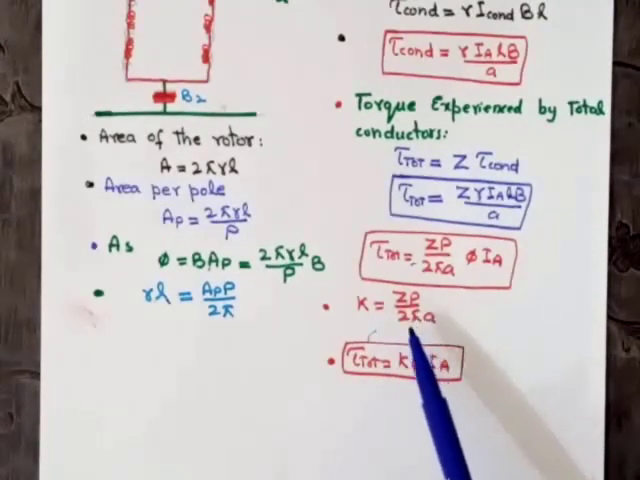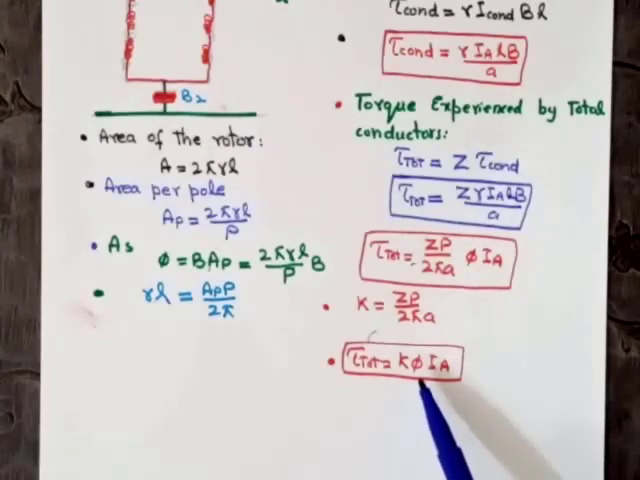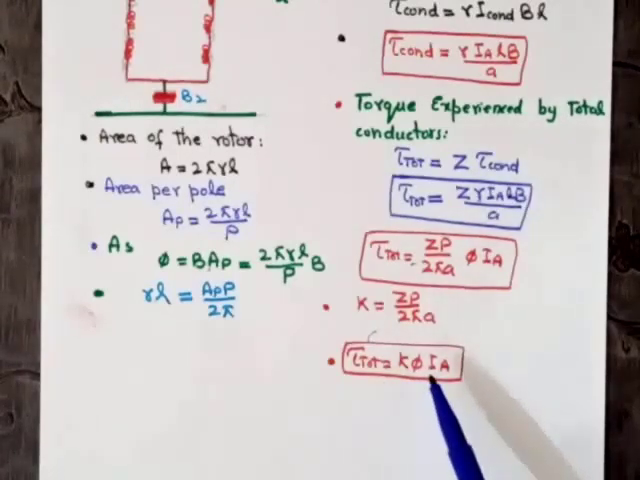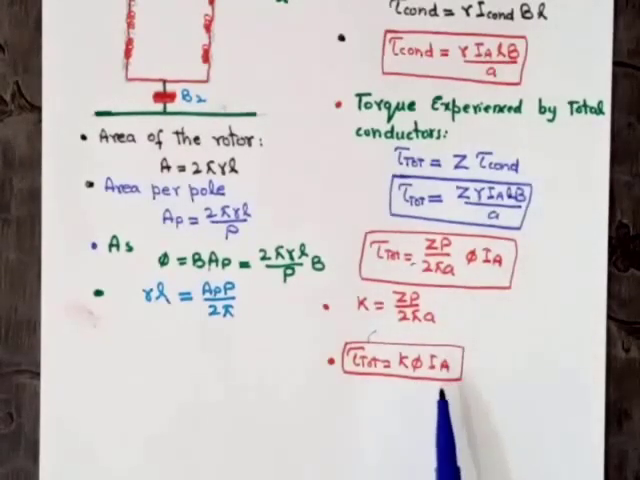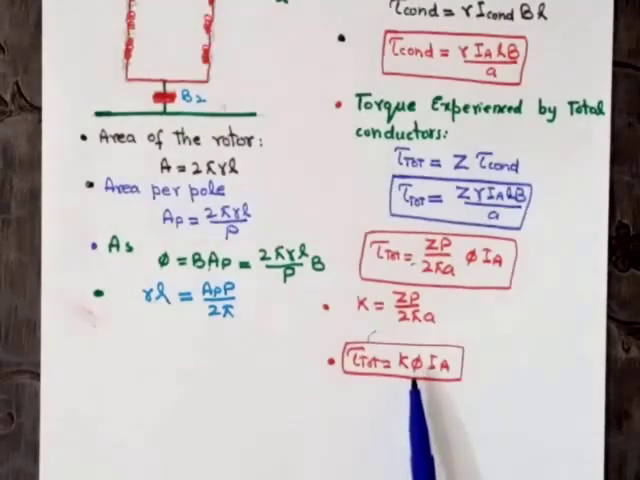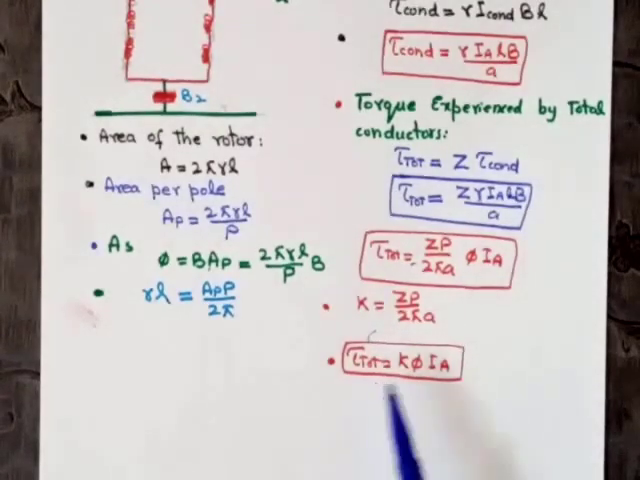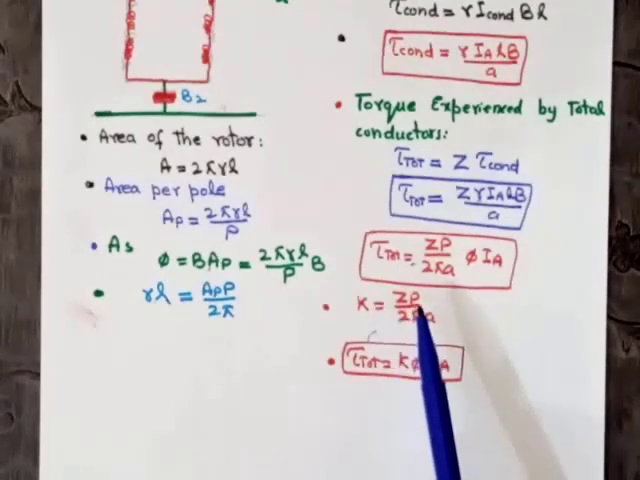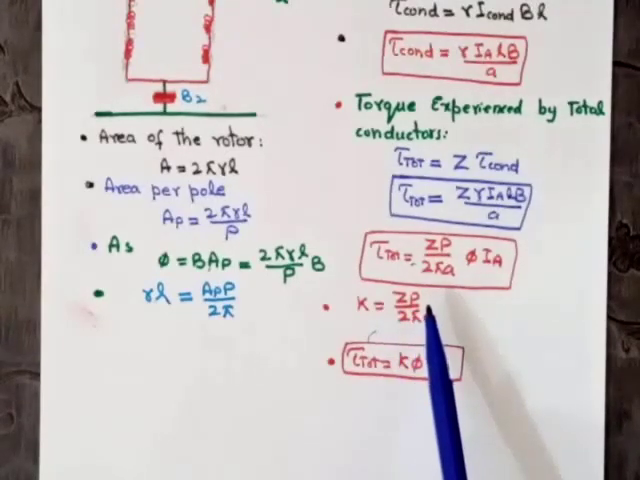K is equal to ZP over 2 pi A. By using this equation, we can find the total torque induced in real DC machines. The total torque induced in a real DC machine depends on three factors. The first one is the current across the armature, that is, the current across the rotor. Phi is the flux, meaning the north and south poles, and K is the constant. The constant depends on the number of conductors of the armature, the number of poles across the stator, and the number of parallel paths across the armature winding.